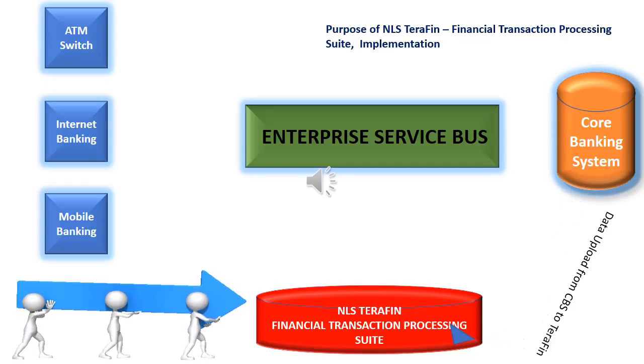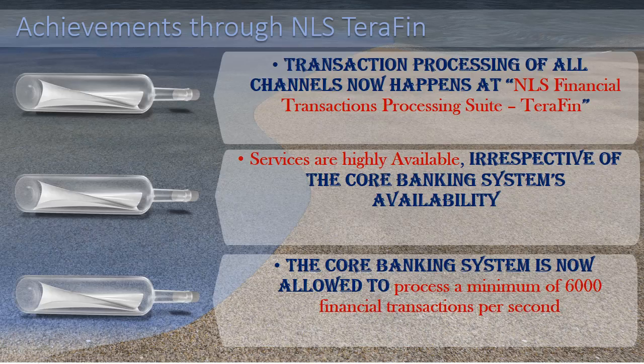Also, beyond all, NLS Terafin is capable of processing 6,000 financial transactions in a second and utilizes each and every time cycle of a hardware, say the server, more efficiently than a core banking system, where we have practically benchmarked that a complete financial transaction, say a funds transfer with one charge code to be processed in the core banking application, uses a minimum of 160 to 300 TPS, but the same transaction takes 22 to 35 TPS at a server of similar specification in NLS Terafin.